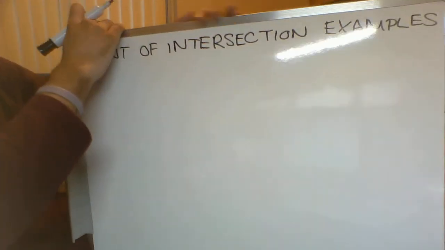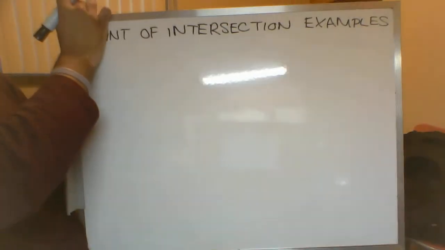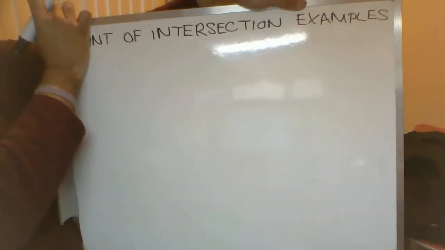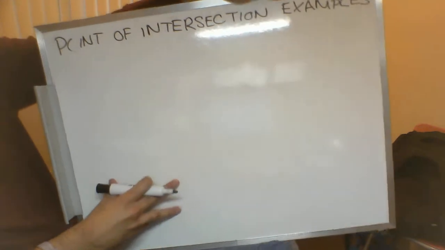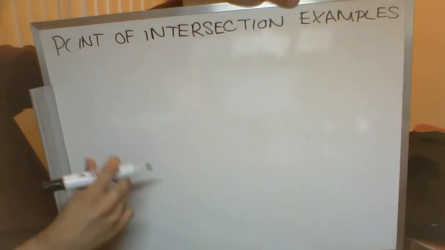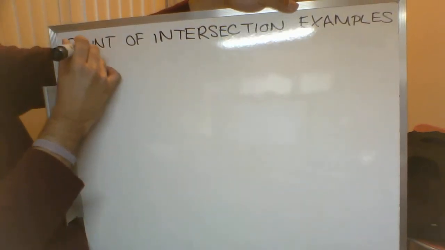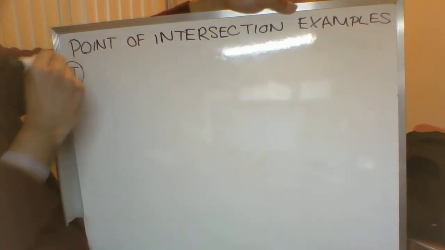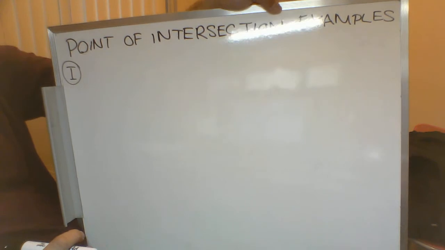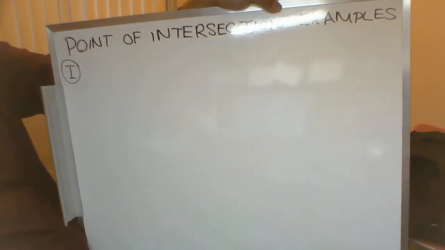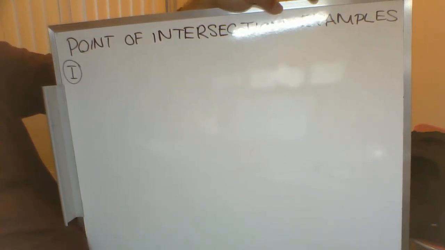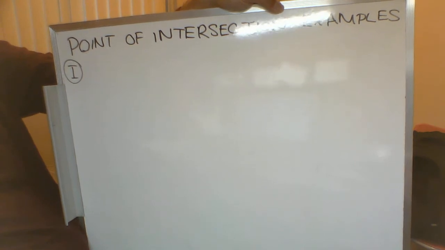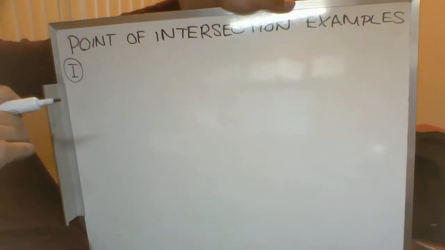All right. So let's do two examples. We'll number them with Roman numerals, so let's start by putting a little 1 right there. I'll give you two equations, and we will draw the graphs, and then we will calculate the point of intersection of those two lines.